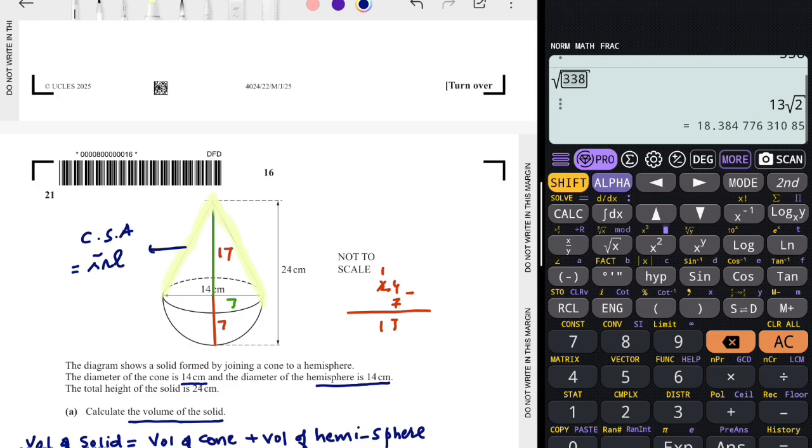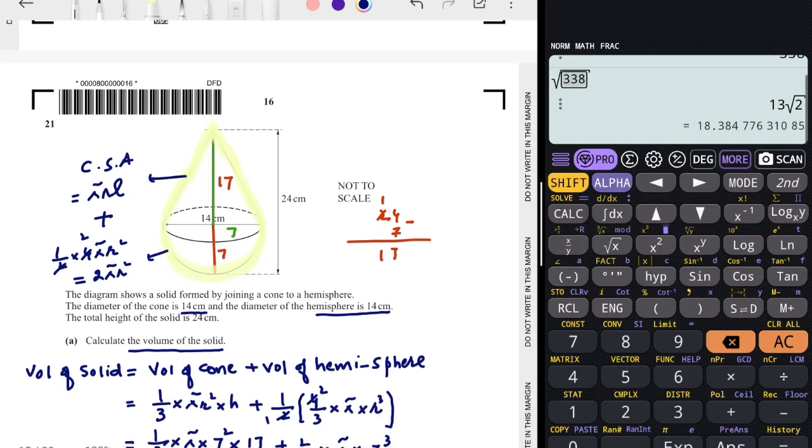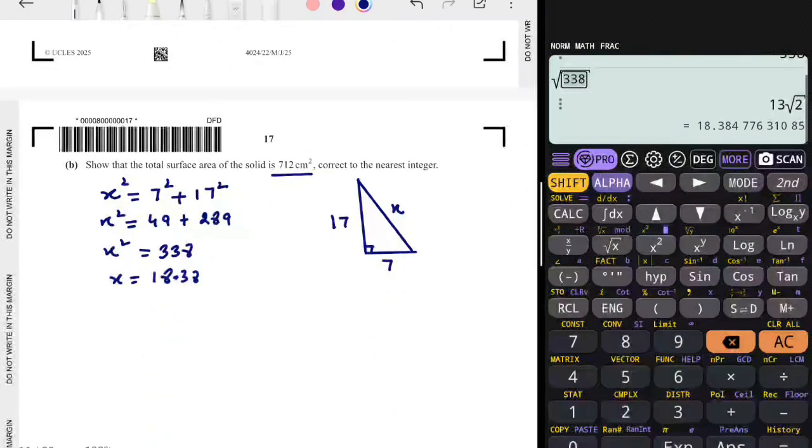and the curved surface area of the hemisphere is equal to 1 by 2 multiplied by 4 pi r square, and after cancelling it, the curved surface area of the hemisphere would be 2 pi r square. So if you add both surface areas, you get the total surface area of the solid. So let us do it now. So surface area would be equal to pi r l plus 2 pi r square.